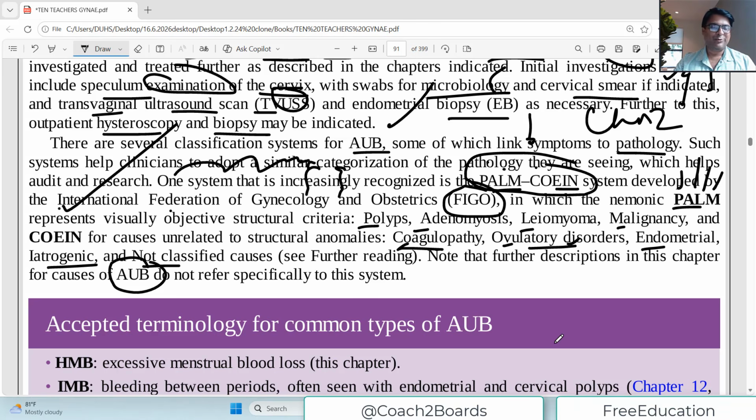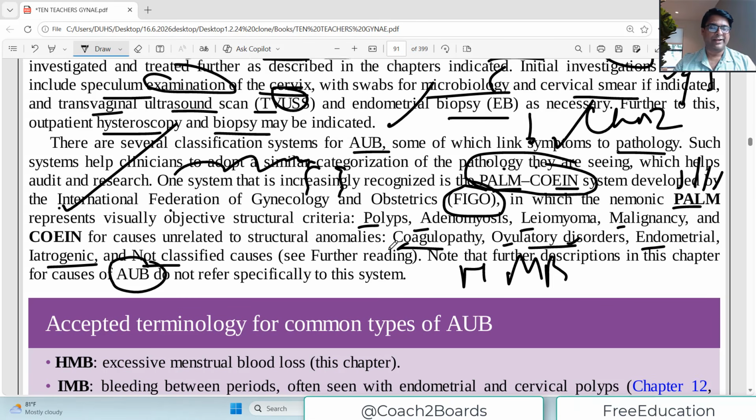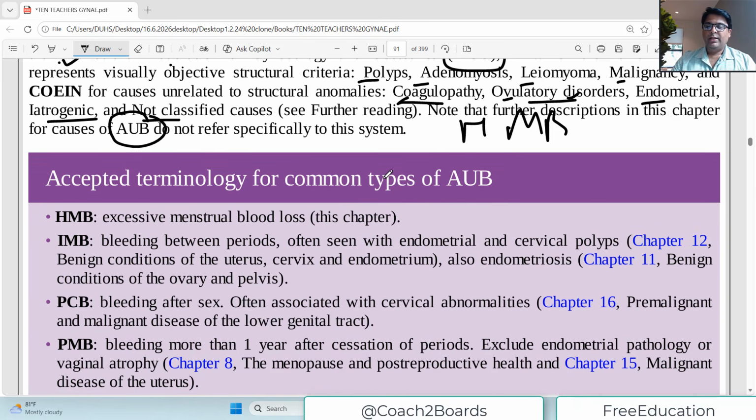लेकिन अब हम आगे चैप्टर में ये खुद भी कह रहा है, मैं यूज नहीं करूंगा. It will simply be talking about heavy menstrual bleed and things like that. It's not going to refer again and again to PALM criteria. Okay. एबनॉर्मल यूट्राइन ब्लीड के लिए जो कॉमनली यूज्ड और एक्सेप्टेड टर्मिनोलॉजीज हैं वो थोड़ा तो मैंने आपको फ्लेवर दिया है.